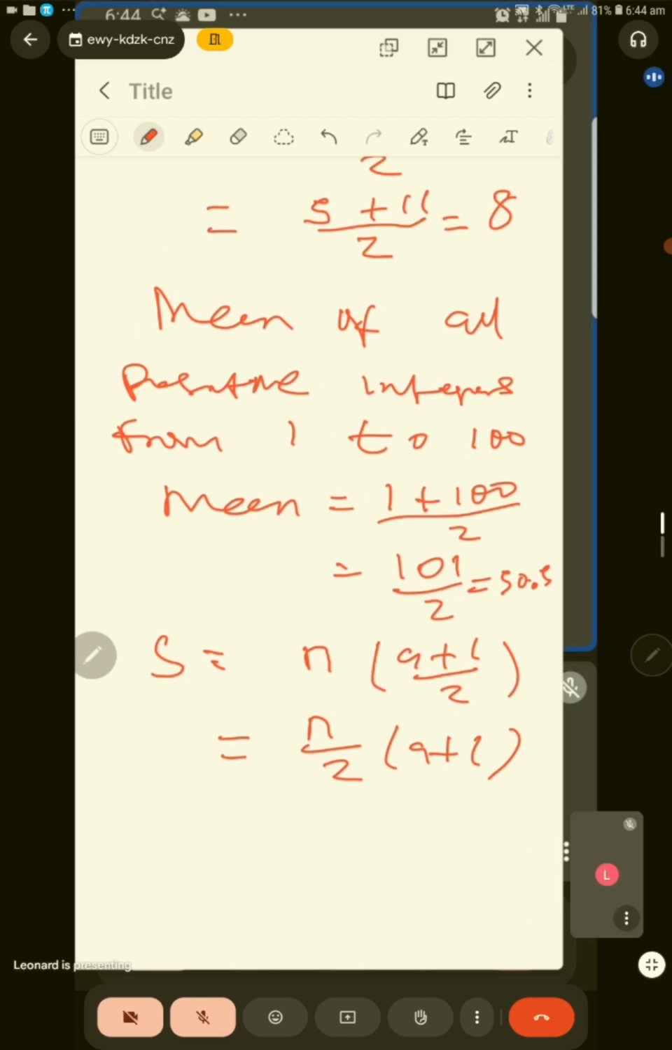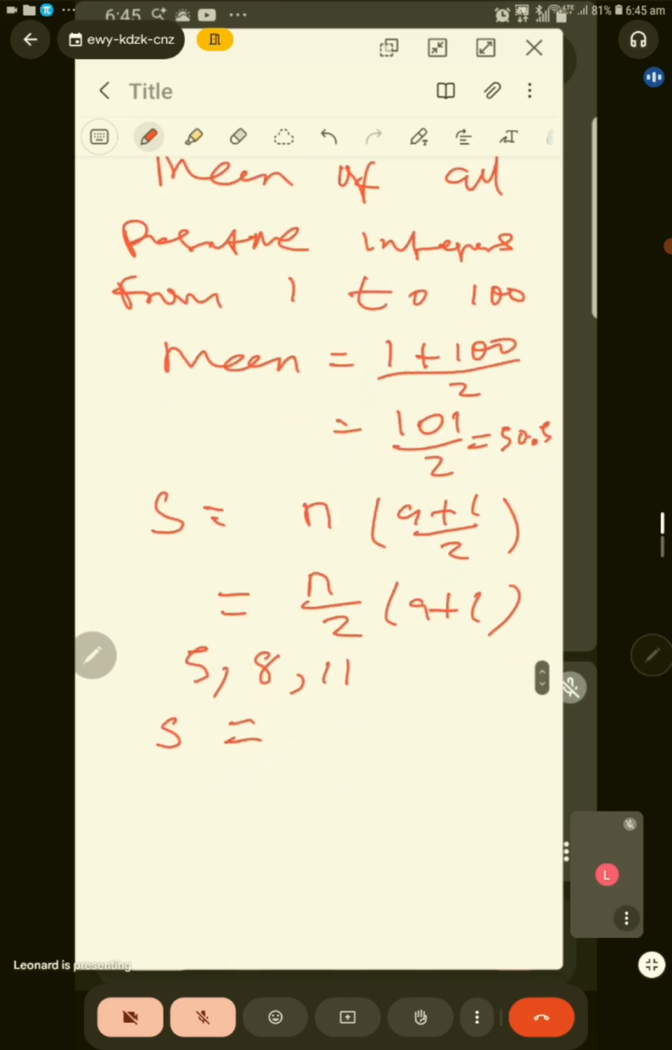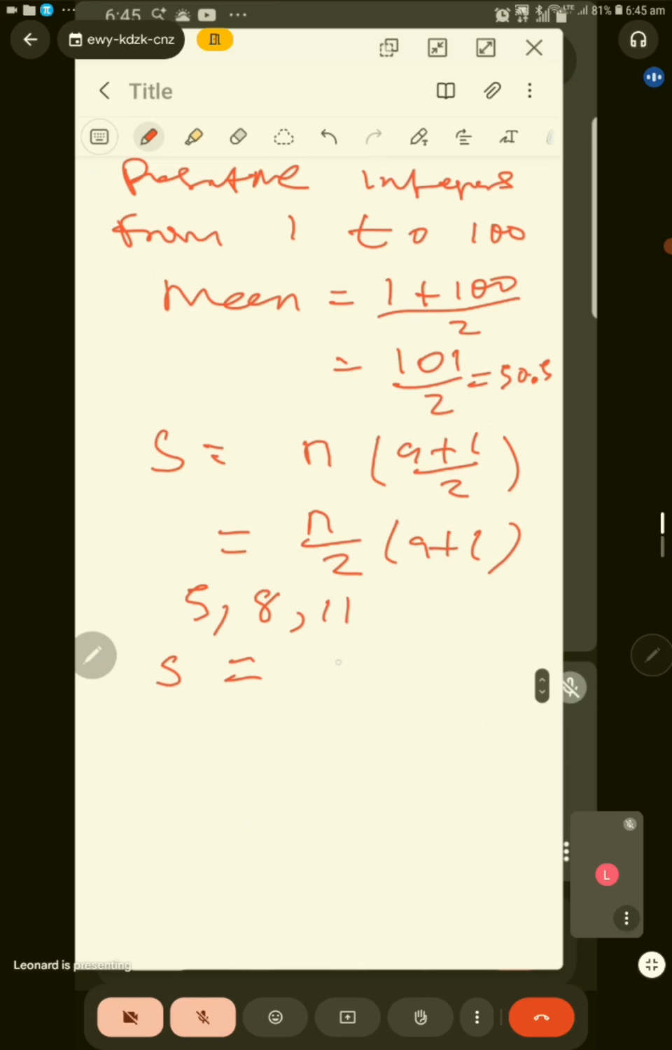And you have to use it immediately in 5, 8, 11. We already know it's 24, right? So if you apply this formula, let's just apply it for the sake of using the formula. That will be 3 over 2 bracket 5 plus 11. 5 plus 11 is 16. 16 divided by 2 is 8. 8 times 3 is 24. So the sum is 24.